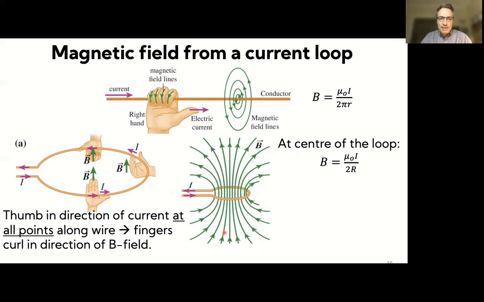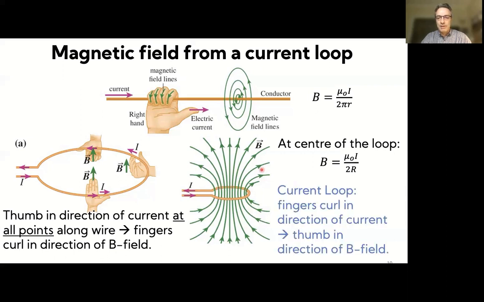Now, if you look at this in detail, there is actually perhaps a simpler way to figure out this direction. If you now consider the entire loop, you can actually describe this field with a different right-hand rule, right? You can now say, well, let's curl our fingers in the direction of this current, then our thumb is actually pointing in the direction of the B field. Now, this may on first sight sound like it's a completely different right-hand rule, but actually it's not. It's the same situation, it's just a different description of that situation.